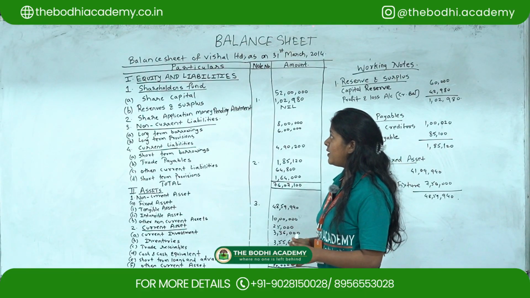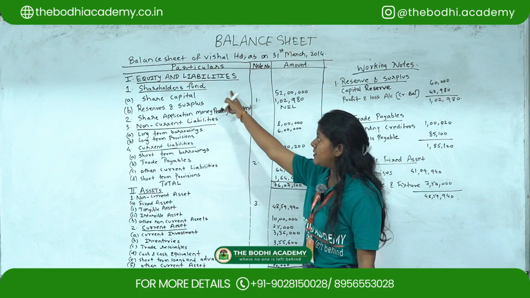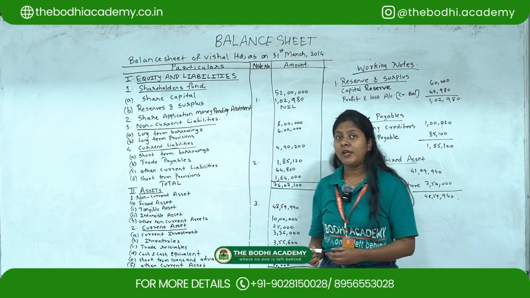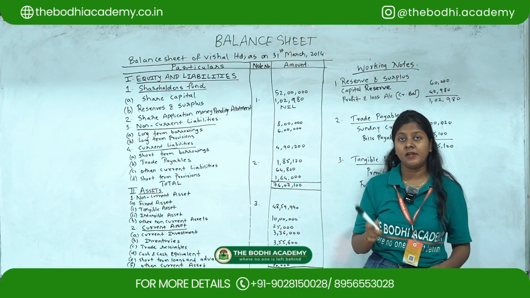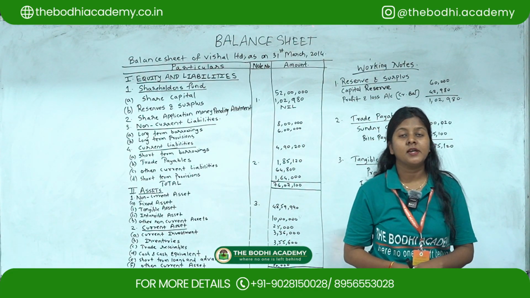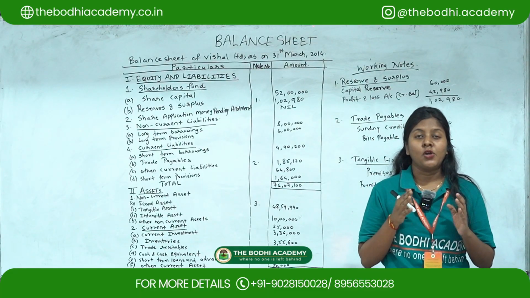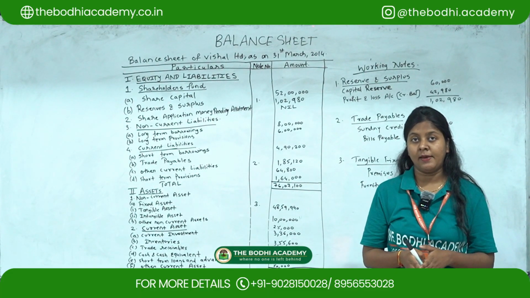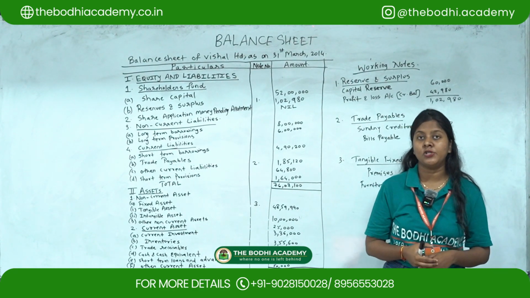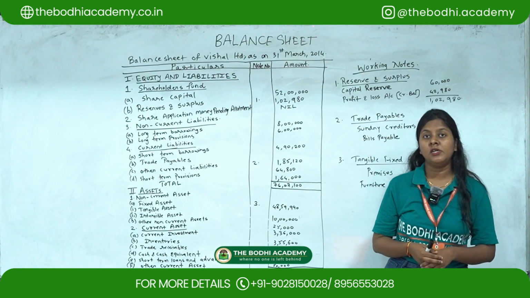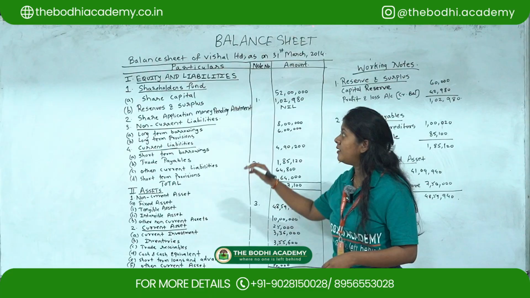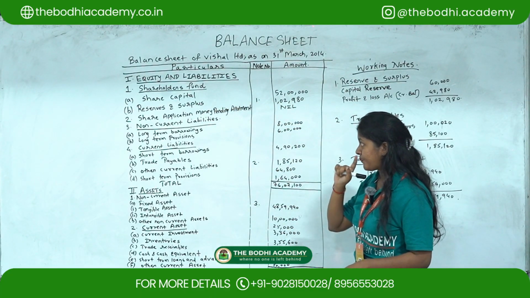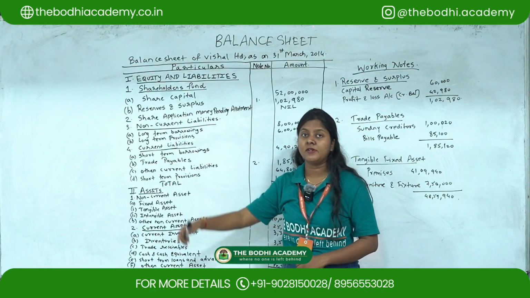The first thing we'll start with is equity and liabilities. This is the main head. Under that comes shareholders' fund, which includes share capital and reserves and surplus. Share capital can be equity and preference share capital. Check the question: if both are given, then you have to mention the equity and preference share capital amounts separately.